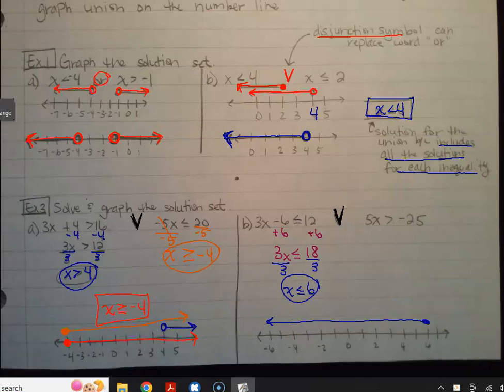All right, we have 5x is greater than negative 25. So let's divide by 5. Our 5's cancel. X is greater than negative 5, because negative 25 divided by 5 is negative 5. Okay, so negative 5, it's going to be an open circle at negative 5. And x is greater than.